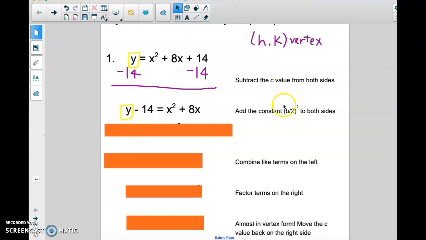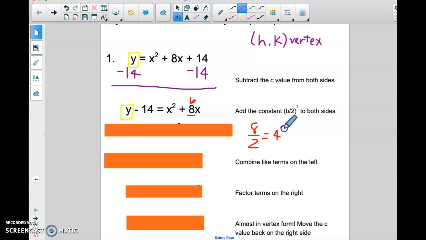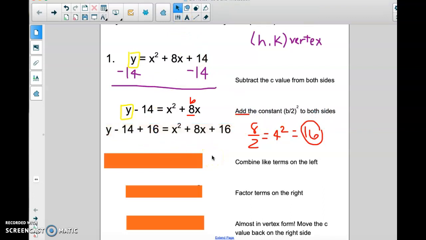My next step, again, just like normal, is to find the constant, which remember is b divided by 2 squared, to add to both sides. So in this example, my b value is 8, right? Here's my b. Okay, so on the side, I will do 8 divided by 2, which is going to give me 4. And then I'm going to do 4 squared, which is going to give me 16. And what we're going to do with this number, just like before, is add it to both sides. So now what I'm going to have is y minus 14 plus 16, this constant, equals x squared plus 8x plus 16, that constant. Okay, so just like before.